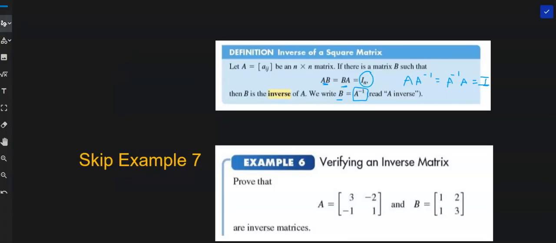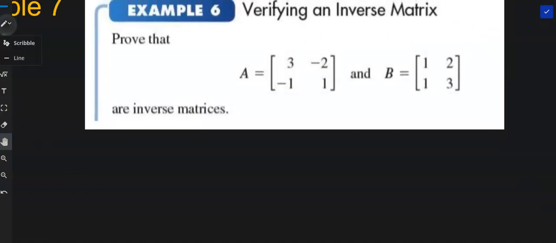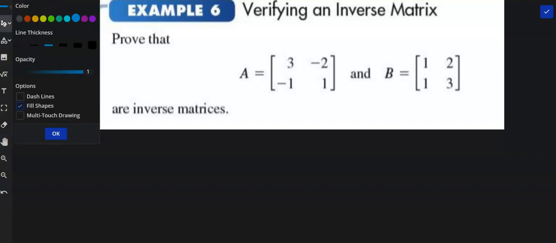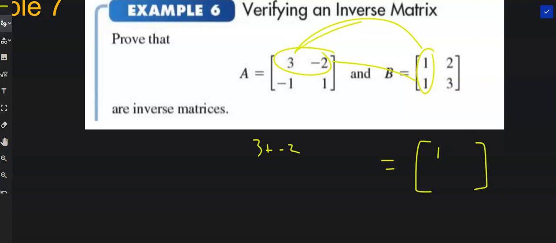So how do I identify whether 2 things are inverses of each other? Well, we can do exactly what we just described. Now, once you understand how to find an inverse, you probably won't do it this way. But we're going to multiply this row times this column, right? So 3 plus negative 2, and what is that? That is 1. 3 times 2, that's 6. Negative 2 times 3, that is negative 6. When you add those together, you get 0.